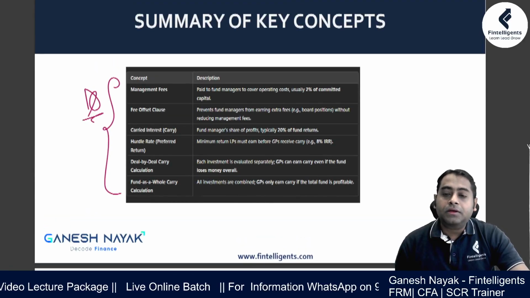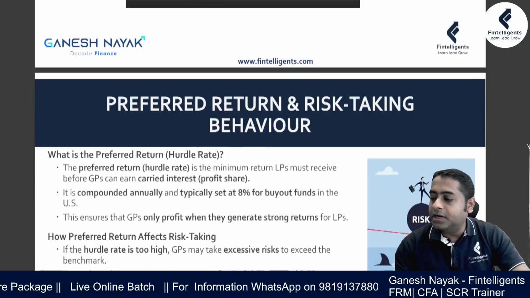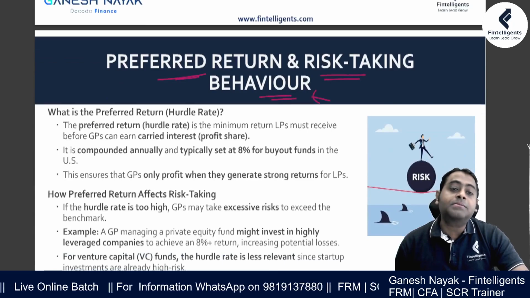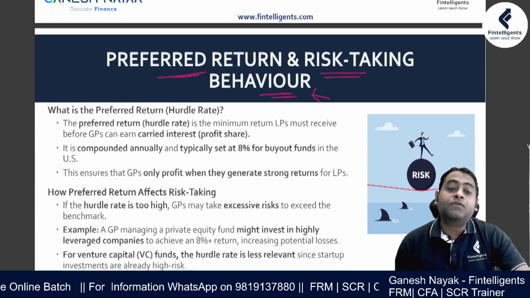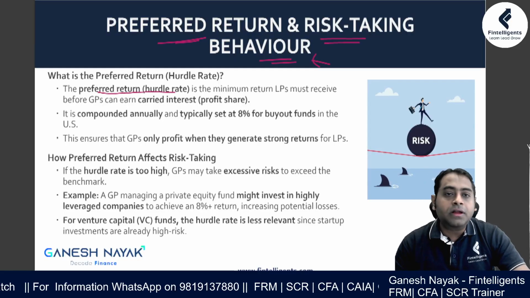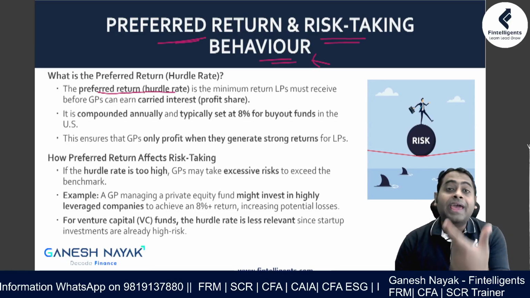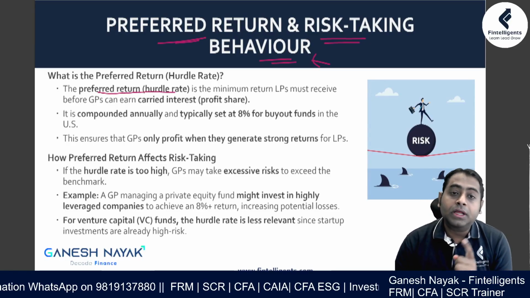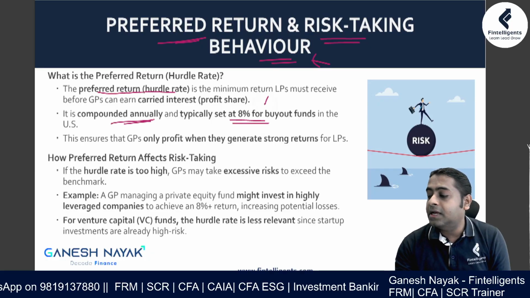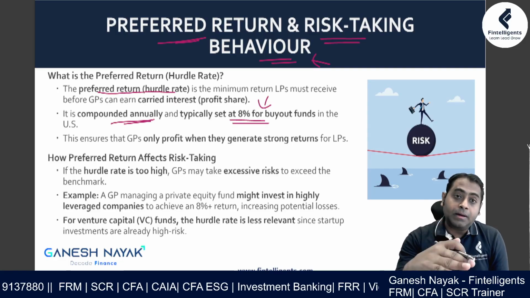Now we are talking about the hurdle rate. We talked about the hurdle rate, right? So preferred return, okay, how does it trigger a risk taking behavior or how does it manage better performance from the GP? Okay, so what is the preferred return or hurdle rate? It is nothing but, okay, minimum this much you have to generate and then only the carried interest will come into picture. Right? Now in most cases it is compounded annually and typically set as 8%. Okay, 8% of the amount.